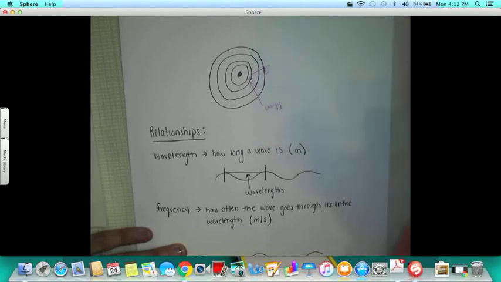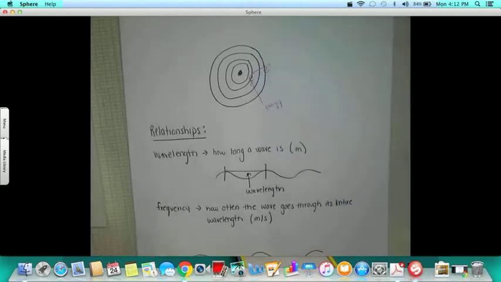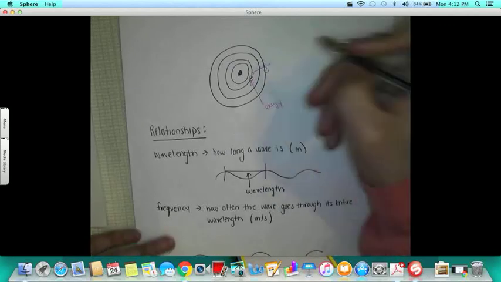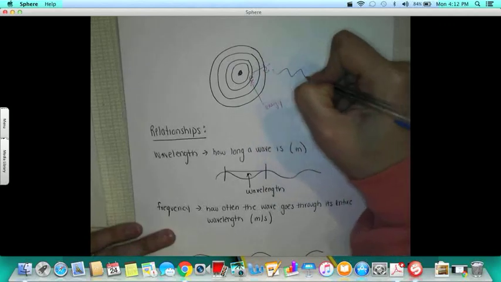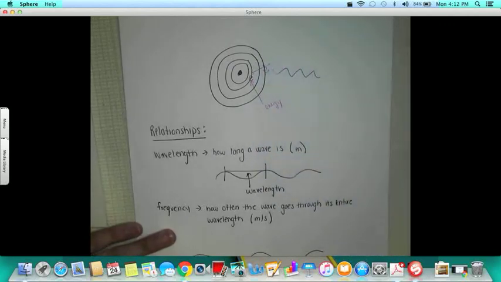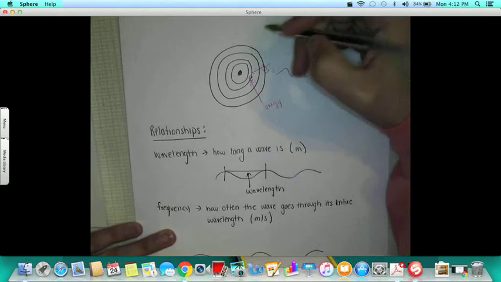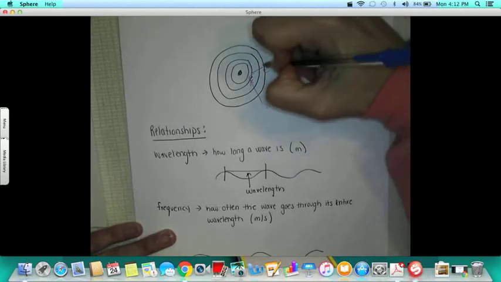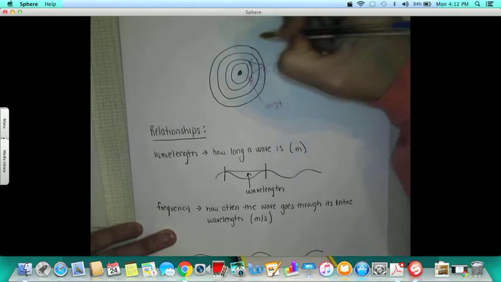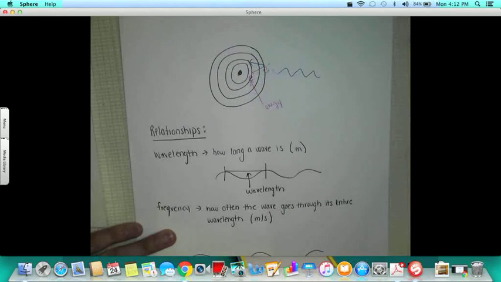Well, this electron now has more energy, but it can't hold on to it. So it gives off the energy in the form of light. And then once it gives off that energy, it goes back down to its ground state. And that's how light is produced.